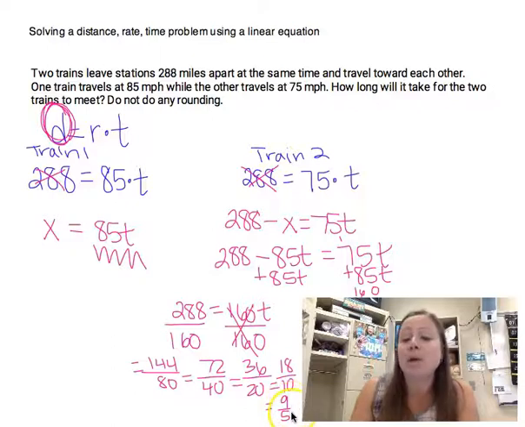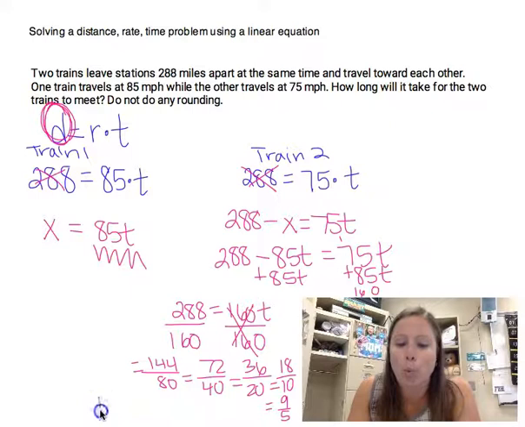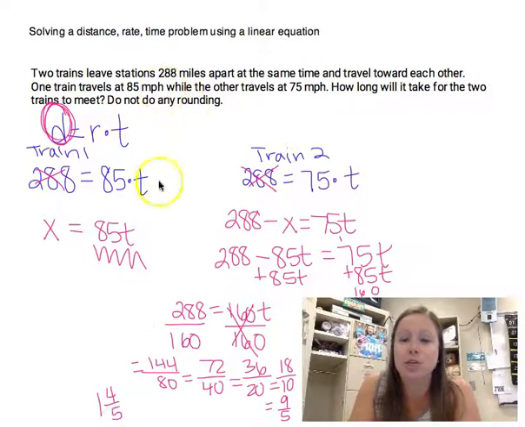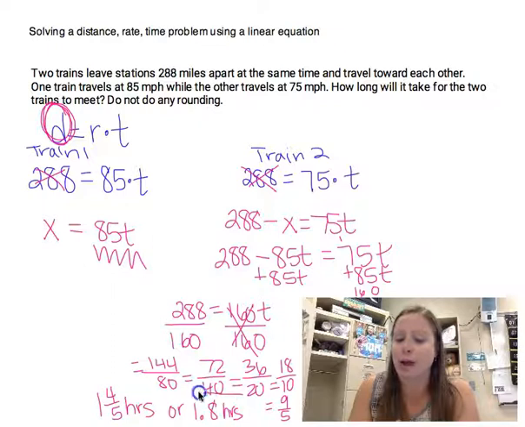So maybe they want you to write 9/5 or 1 and 4/5 since the unit was hours. 1 and 4/5 hours. But this comes out evenly without rounding. 4/5 is 8/10, which is 0.8. So that really isn't rounding because you haven't changed anything. It comes out to exactly 1.8.